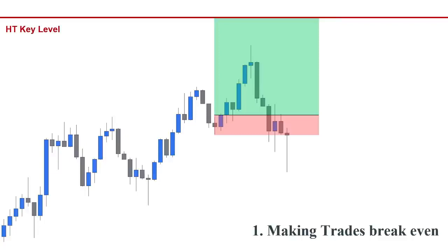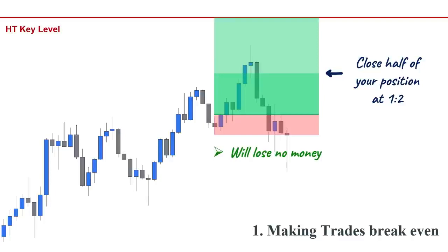To avoid these kinds of mistakes, traders use a simple technique to make their trade break even and take the pressure off. When the price reaches 2 times your stop loss, close half of your position in profits. Or you can open 2 trades instead of 1, each with half of what you risk, and set one of their targets at 1 to 2. This way, after reaching your first target, even if the price returns and hits your stop loss, you are at break even and will lose no money.